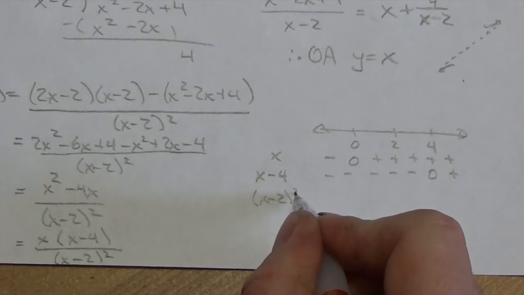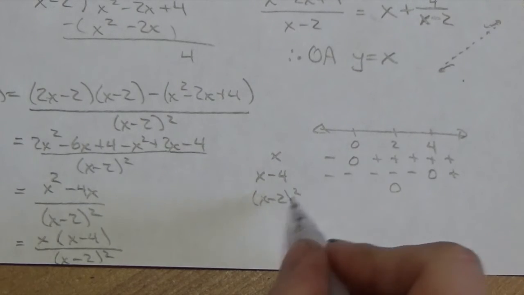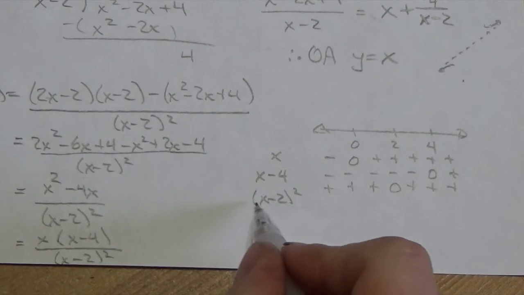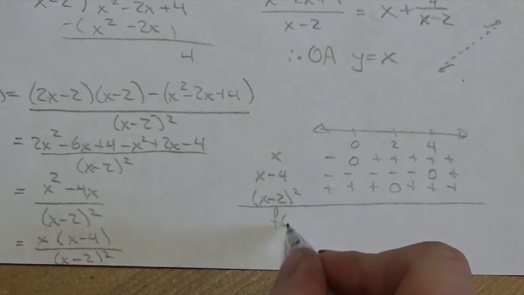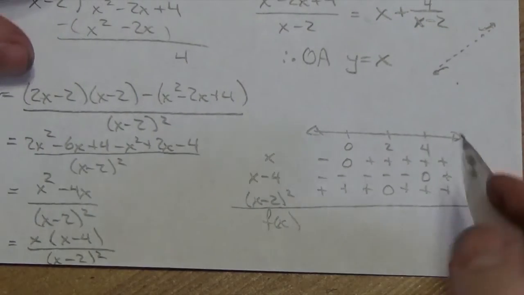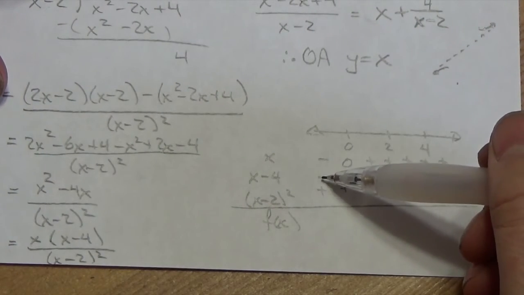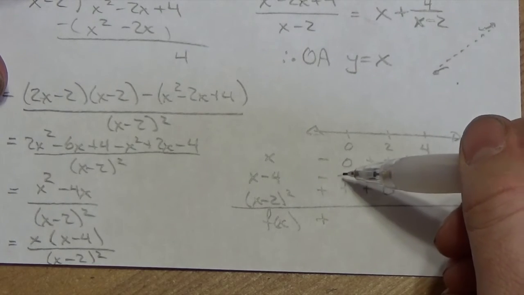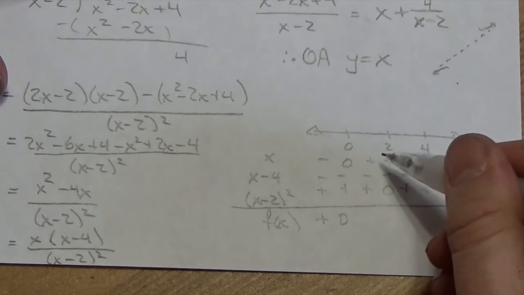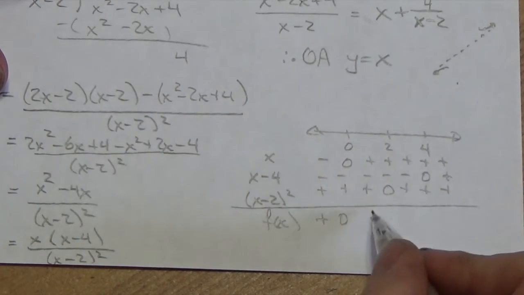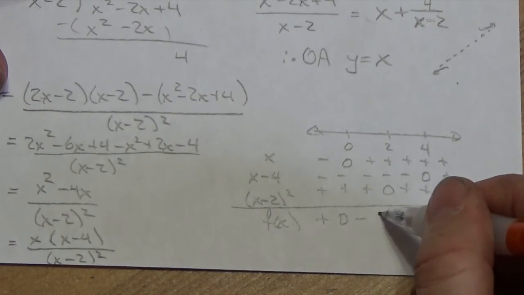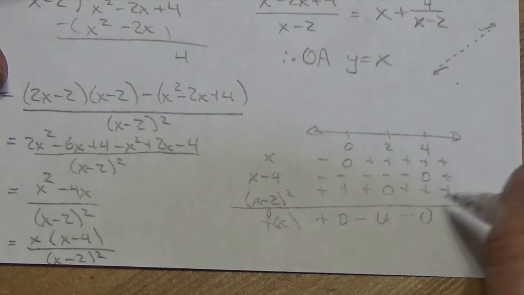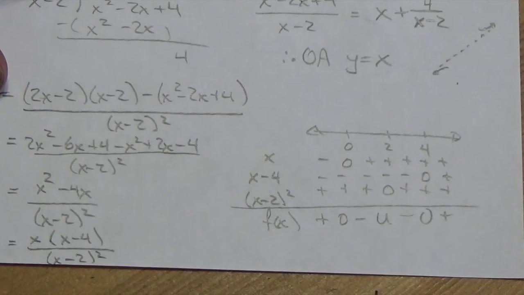X minus 2 squared is going to go to 0 at 2, but because of the square, it's going to be positive everywhere else. So now I can put this all together to get my function, which will be a negative times a negative divided by a positive, positive. A 0 times a negative divided by a positive is going to be 0. Positive times a negative divided by a positive will be negative. Here I'm dividing by 0, so undefined. This is going to be negative again, 0, and positive.